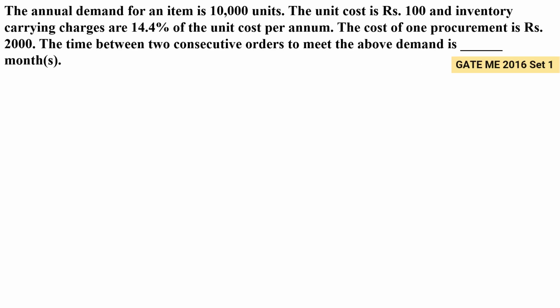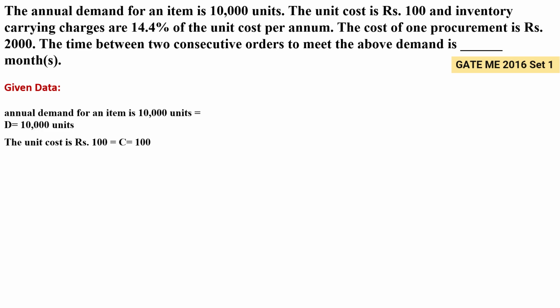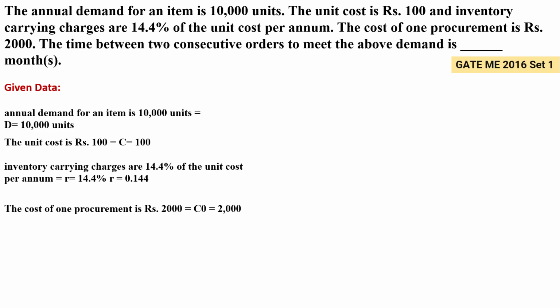The annual demand for an item is 10,000 units. So given data is annual demand for an item is 10,000, so capital D equal to 10,000 units. The unit cost is 100 rupees, so C equal to 100, and inventory carrying charges are 14.4% of the unit cost per annum, which is equal to 0.144. And the cost of one procurement is 2000 rupees, which is the ordering cost C naught equal to 2000.